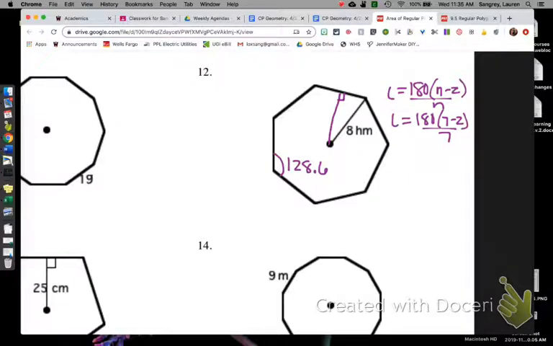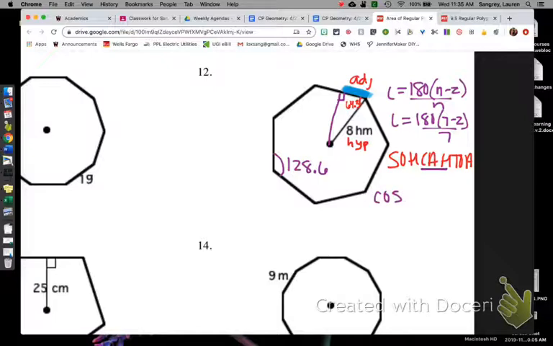And then we need to divide that by 2 so that we find the angle inside of the triangle, which is going to be 64.3. And now we need to work on getting the perimeter and the apothem. So let's do perimeter first. I need to find this distance here. So the 8 that I know is the hypotenuse, and we need to find the adjacent side. So if we're using SOHCAHTOA, this is going to be cosine.